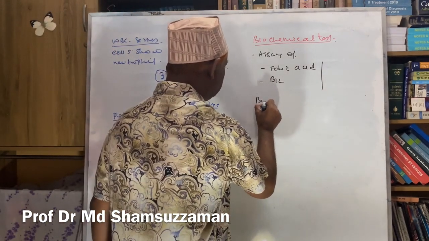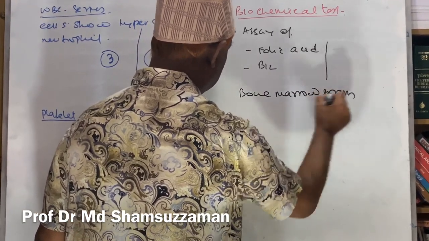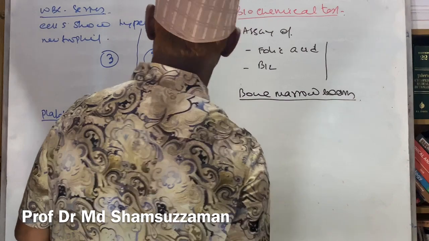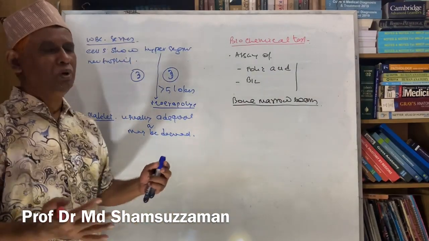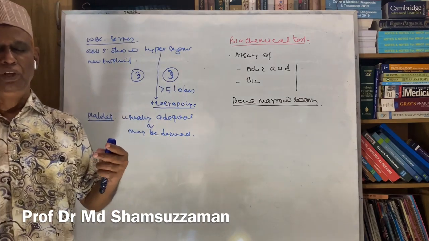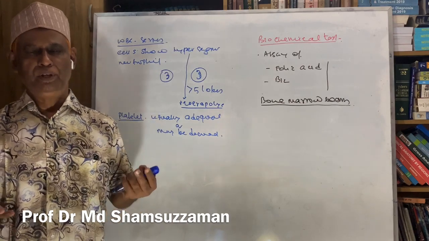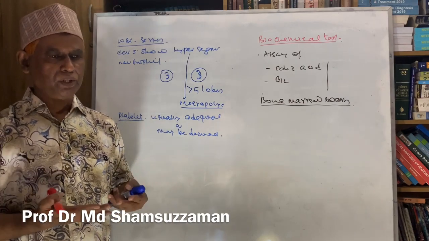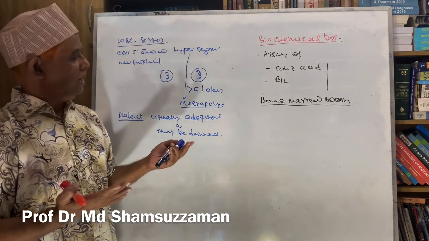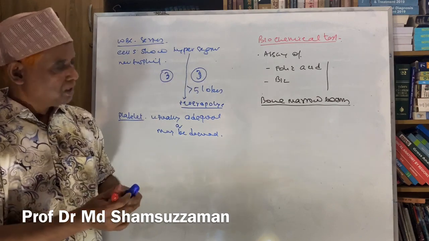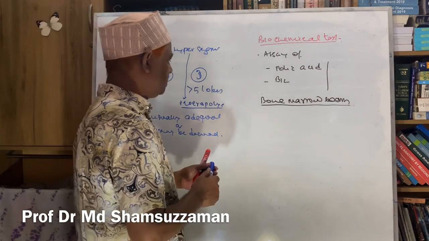Then bone marrow examination. If we do bone marrow in case of megaloblastic anemia, what will we get? Dear audience, you know, in bone marrow we see the cellularity, the myeloid erythroid ratio, the erythropoiesis, the granulopoiesis, the megakaryocytes, etc. And what will be the findings of bone marrow in megaloblastic anemia?